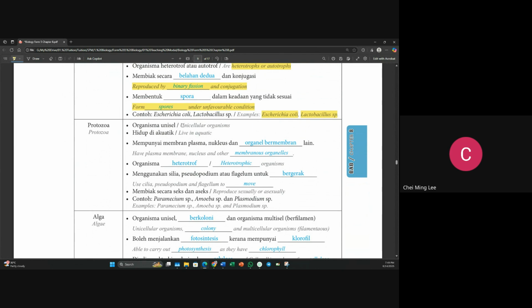So protozoa, they are unicellular as well, and normally is in aquatic. Okay, so they have plasma membrane, nucleus, and other membranous organelle. Unlike just now, that one they don't have membrane, right? Nuclear membrane, this one should have. Okay, they are heterotrophic organism, and they use cilia, pseudopodium, and flagellum to move. Okay, it can reproduce both sexually or asexually, like Paramecium sp, amoeba, and Plasmodium.